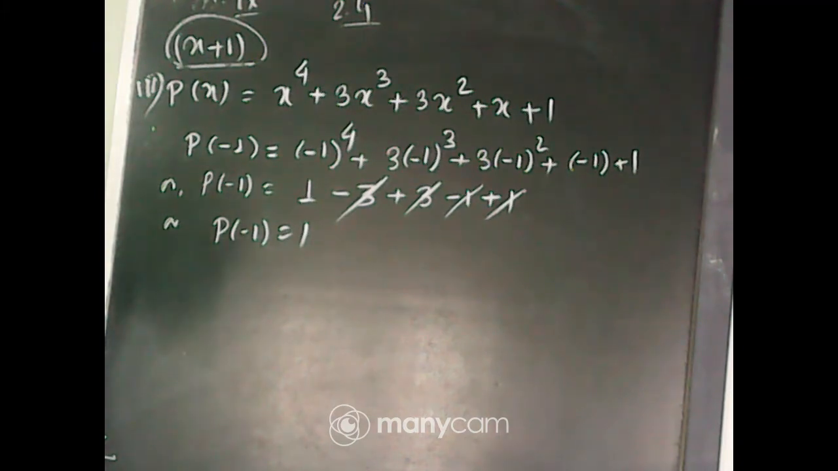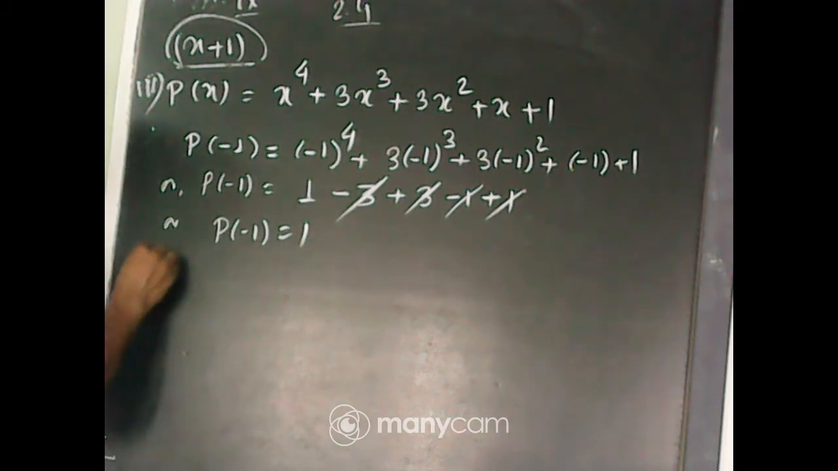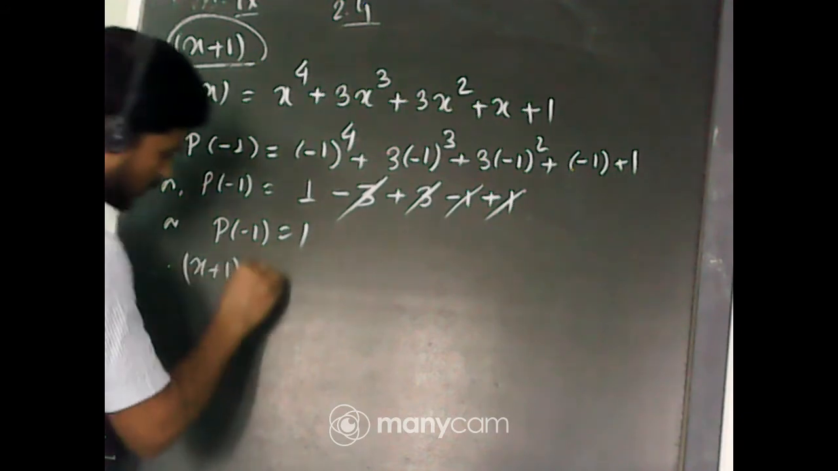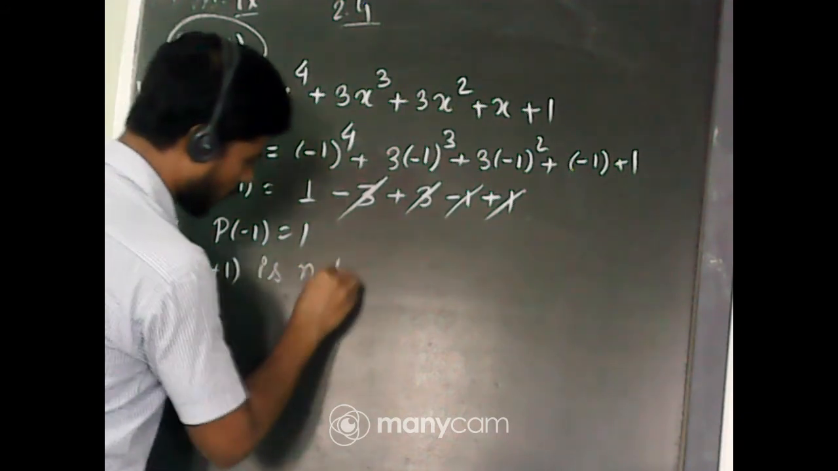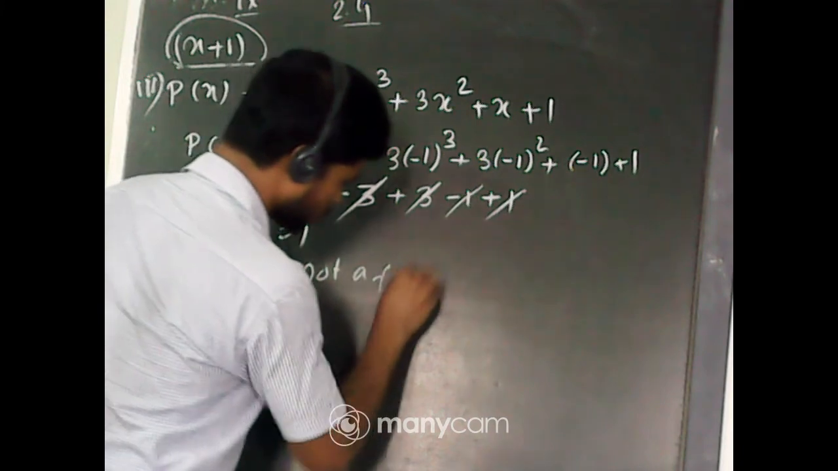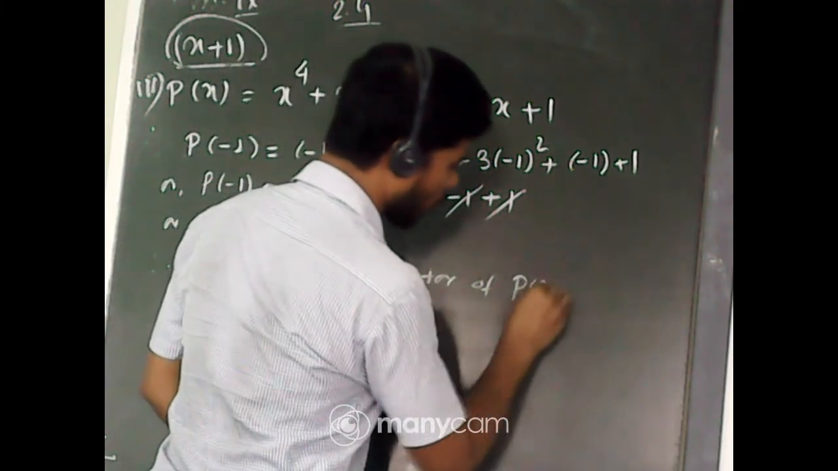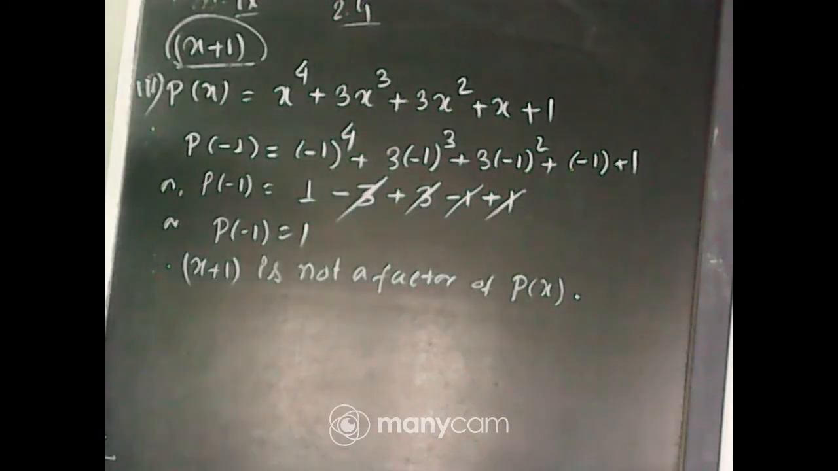That means p of minus 1 is not equal to 0. So we can say that x plus 1 is not a factor of the polynomial p of x.